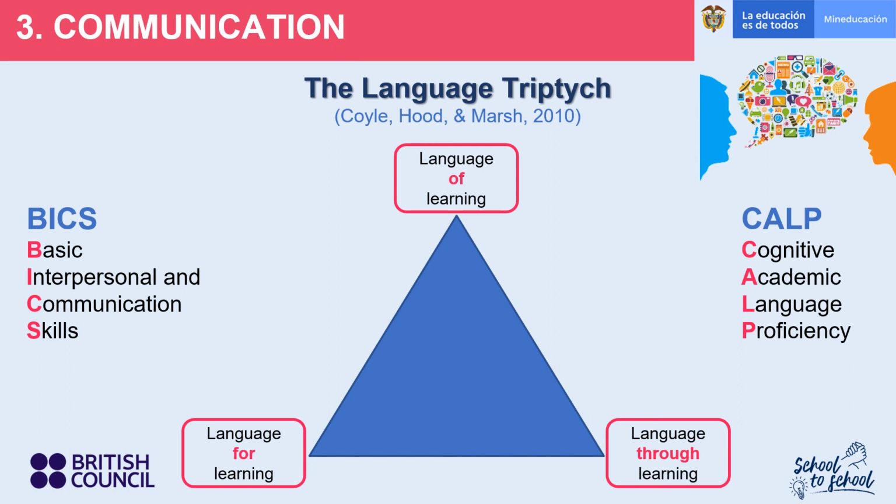The first one, BICS, has to do with language that is used in everyday conversation. CALP, on the other hand, refers to language used in academic contexts. Differentiating these two types of language can help teachers to determine what language competences should be addressed in their lessons. We need to consider that language is used differently in academic contexts than in everyday conversations, and students may need more help to learn academic language.